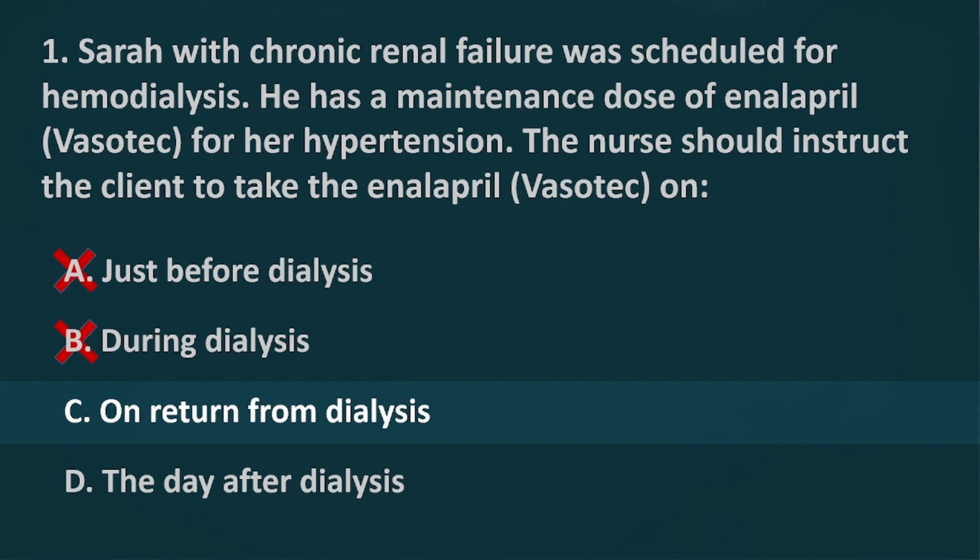On return from dialysis, when the patient is hemodynamically stable and the procedure is done, is the most appropriate time to give the patient his antihypertensive medications. This makes option C a correct statement. The day after the dialysis is already considered too late. Complications related to hypertension might already happen, which makes option D incorrect. Therefore, the correct answer is letter C.